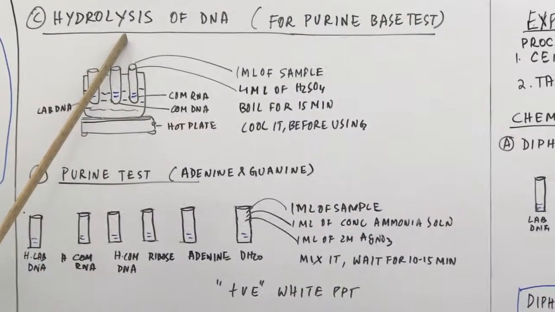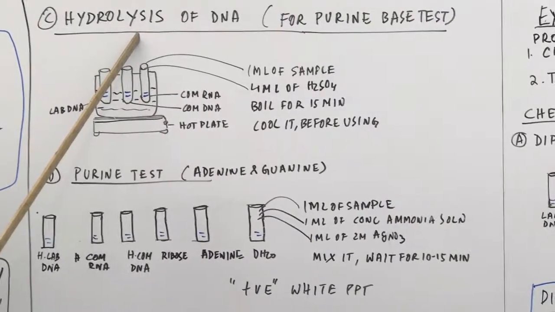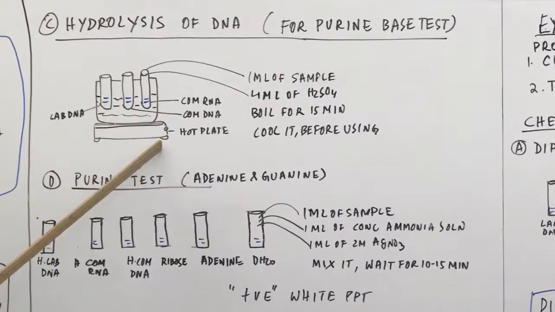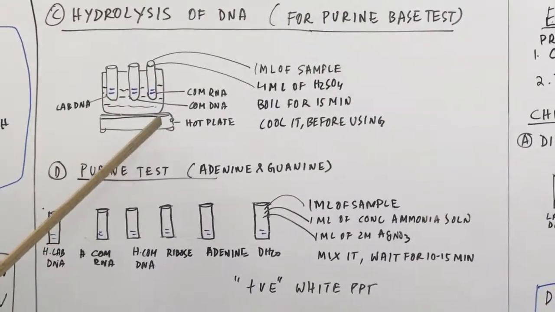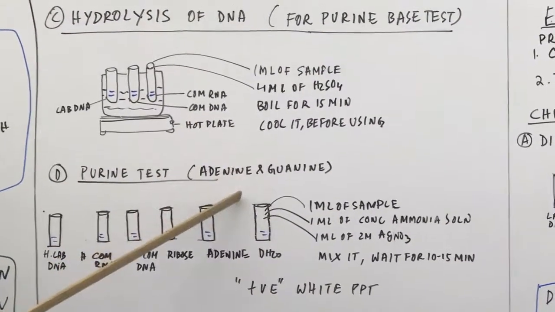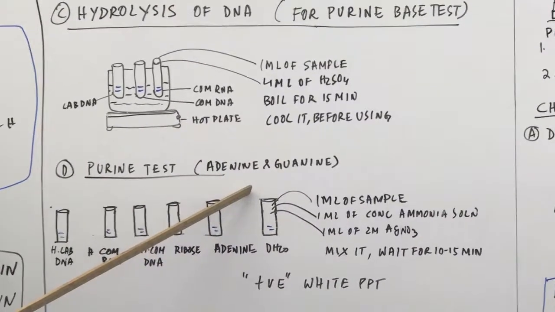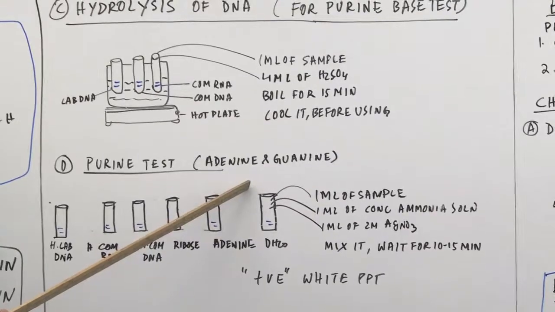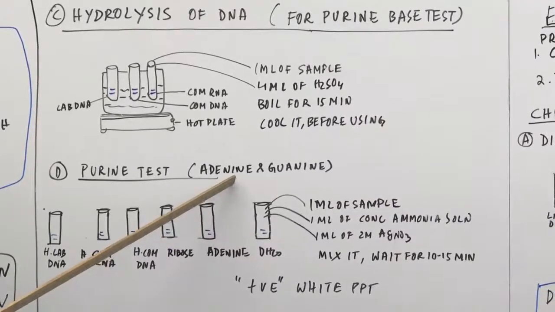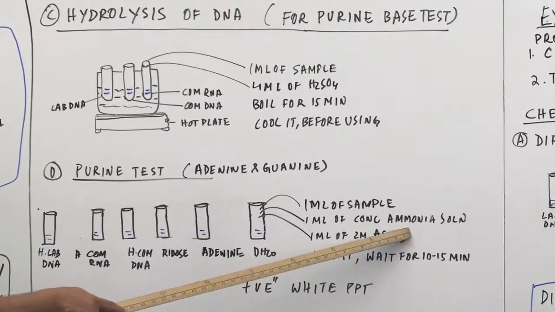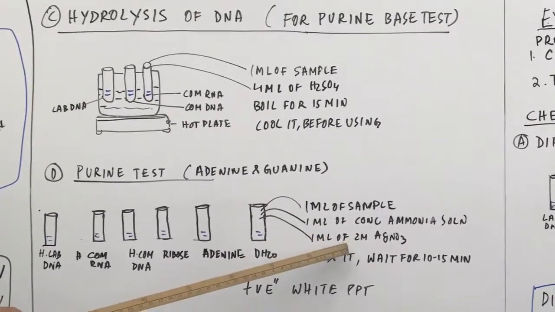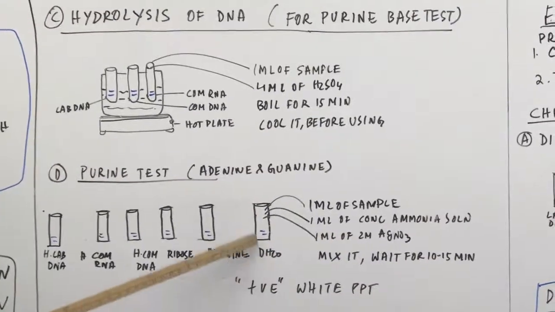As you know, hydrolysis is a chemical process in which a certain molecule is split into 2 parts by the addition of a molecule of water. Hydrolysis breaks down the nitrogen glycosidic bonds between purine bases and ribose or deoxyribose. As a result, it releases the purine bases adenine and guanine. After adding concentrated ammonia and silver nitrate solution, if a white precipitate forms, it indicates the presence of purine bases.